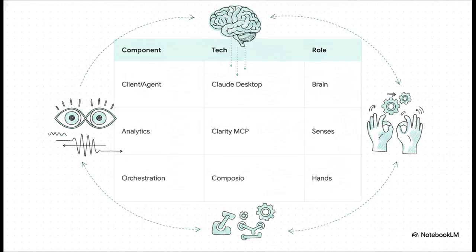So, mapping out the exact anatomy of a self-healing website, we have 3 required components to make this work. First, we need a brain. This is your MCP client or agent. Think Claude Desktop or an MCP-compatible IDE like Cursor. Second, the senses. For this, we're using the official Microsoft Clarity Data Export MCP server as an analytics bridge, feeding live behavioral data straight to the brain. And third, the hands. We need a task orchestration framework, like Composio, which actually gives Claude the ability to interact securely with your front end and push code changes. So we've got the brain, the senses, and the hands.